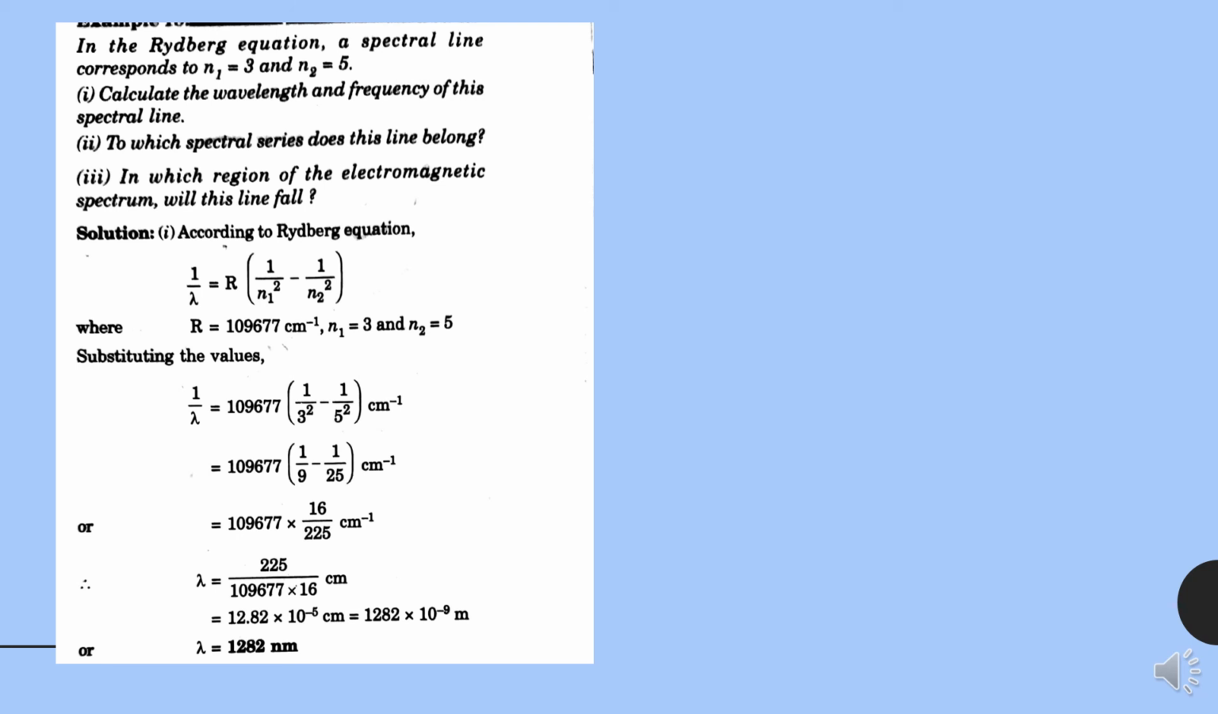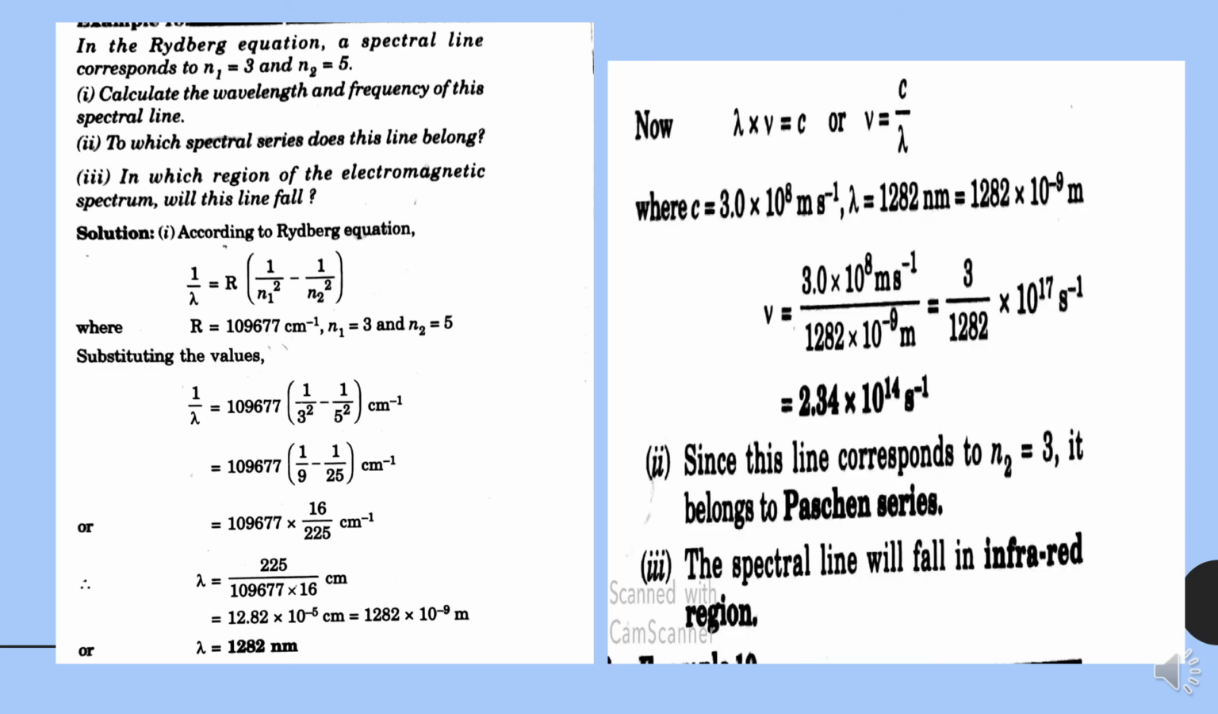Firstly, we will calculate the wavelength from the Rydberg equation. Here you put the values of n1 and n2 as given in the question, 3 and 5, and the answer would be 1282 nanometer, or in meter, 1282 multiplied by 10 raised to the minus 9 meter. Now the second part of the question is to calculate the frequency. Frequency is related to wavelength by this formula: c is equal to nu lambda, and nu is equal to c over lambda. By putting the value of c, you can find the frequency, 2.34 × 10^14 per second.